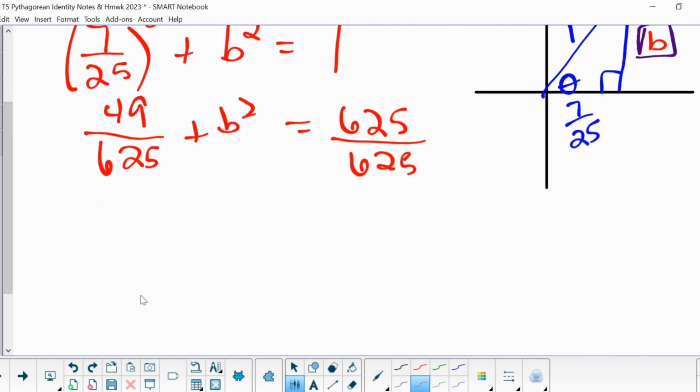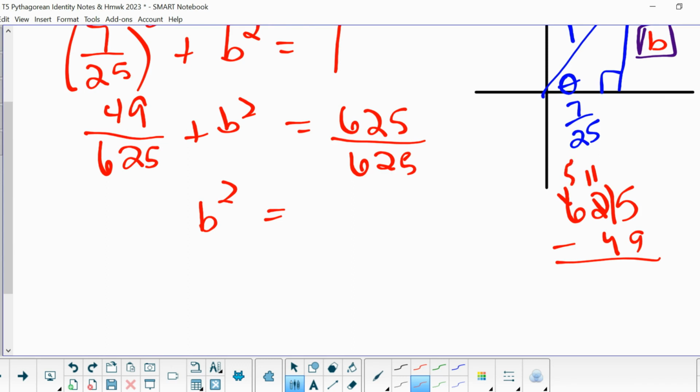So now I need to know what 625 minus 49 is, which I don't know off the top of my head, so I'm going to do it over to the side. 625 minus 49 is 576. Sorry, I don't know why I was pausing there. So I get 576 over 625.